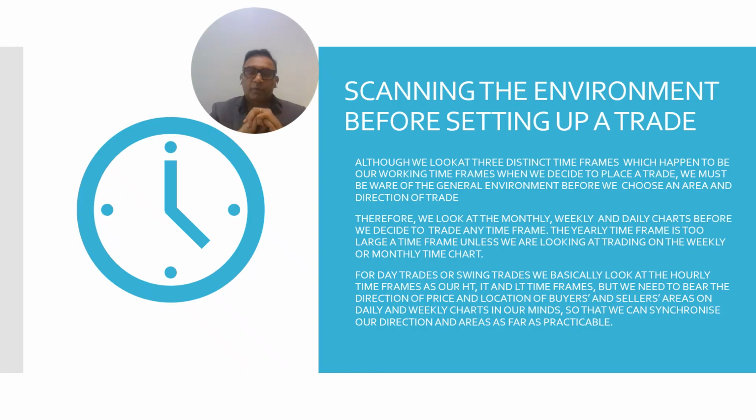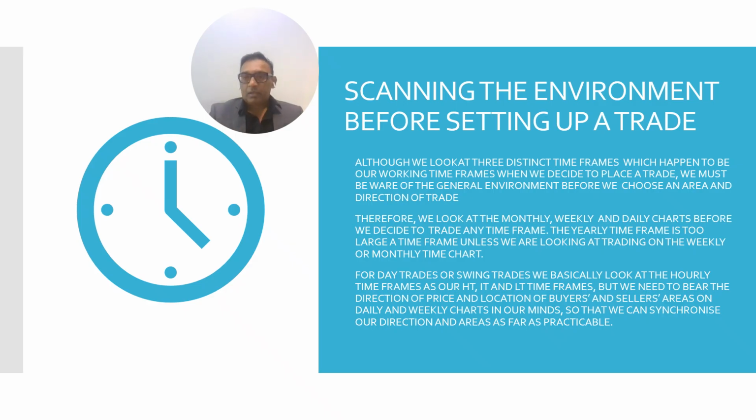After having talked about the different time frames, we should then look at scanning the environment before setting up a trade. Although we look at three distinct time frames, which happen to be our working time frames, when we decide to place a trade, we must be aware of the general environment before we choose an area and direction of trade. Therefore, we look at the monthly, the weekly, and the daily charts before we decide to trade any time frame.